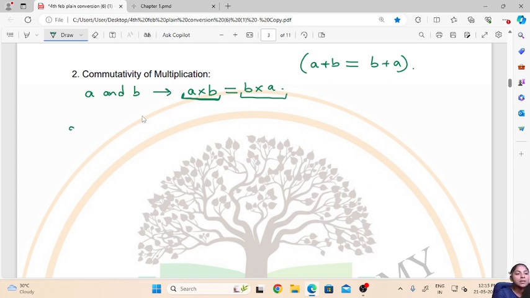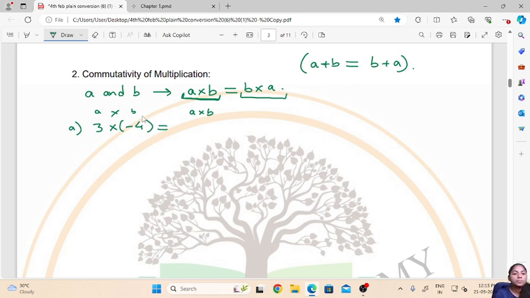So let us see some examples for this. The first one, we have 3 into minus 4. These are our two integers a and b. So what will be a into b? First we have to express these integers in this form, a into b, and then we have to find the product.